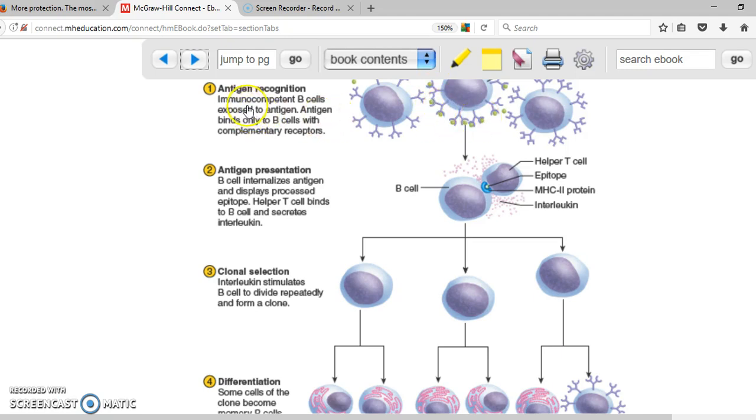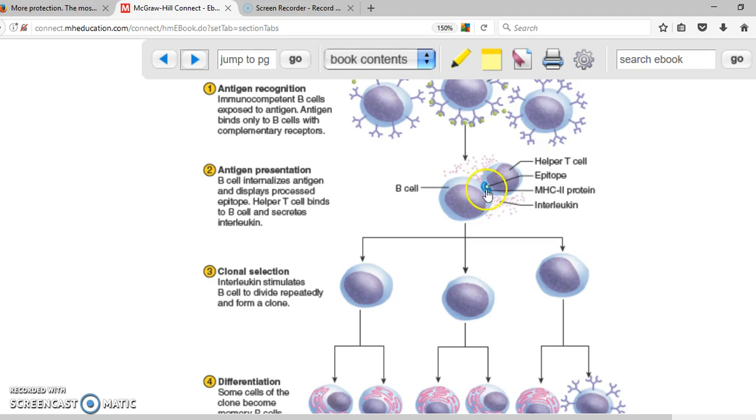Okay, so right here it says immunocompetent B cells exposed to an antigen. Antigen binds B cells with complementary receptors. Okay, so that's what you have right here. Number two, antigen presentation. The cell internalizes, phagocytizes that, it goes inside, then the lymphocyte B is going to process that particular antigen, and is going to display the epitope right here in the cell membrane using the major histocompatibility complex. Basically the same concept that you learned with the cellular immunity.